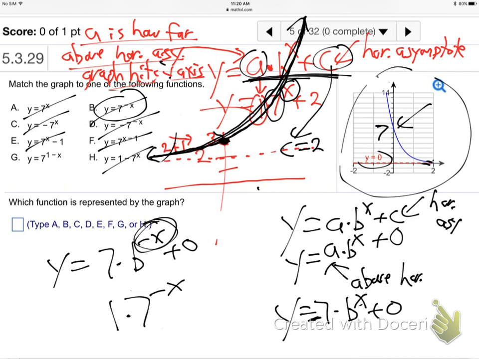Because that would mean the A is 1. The A is 1, and it would be starting at 1. The middle point, the start point, would only be 1 unit above the horizontal. It's not. So by process of elimination, without full knowledge, we know it's G.